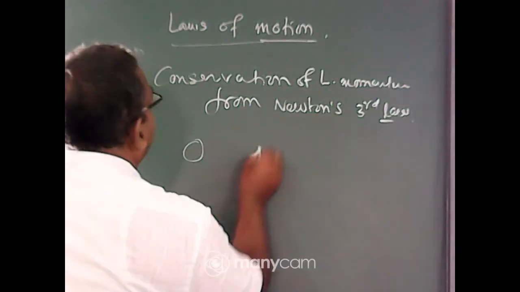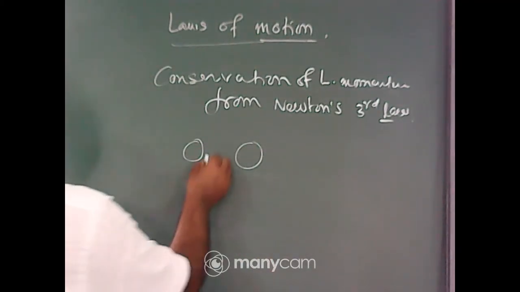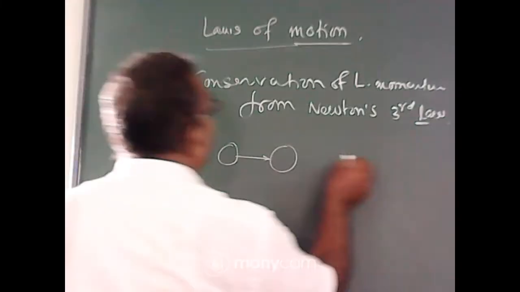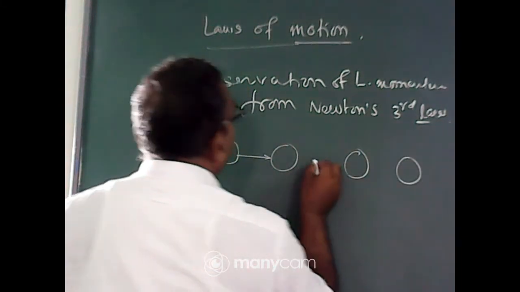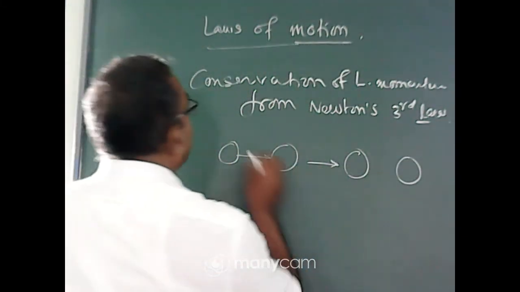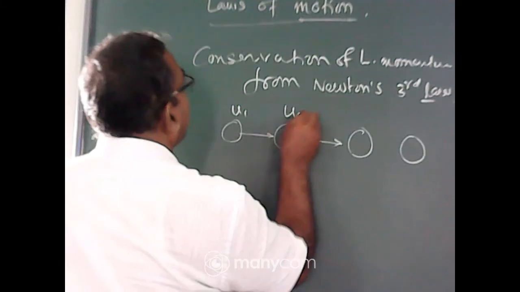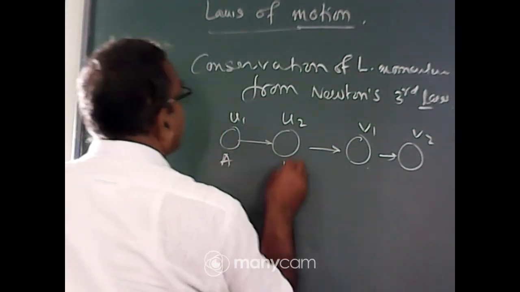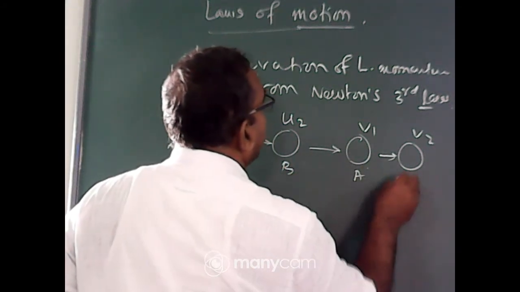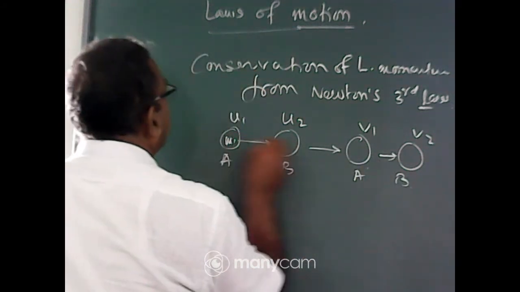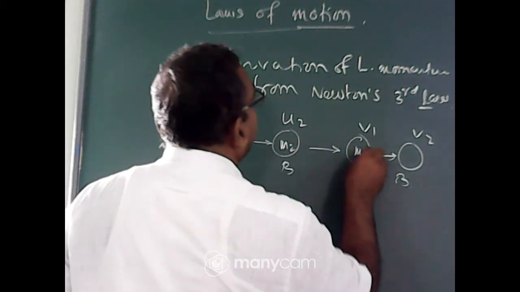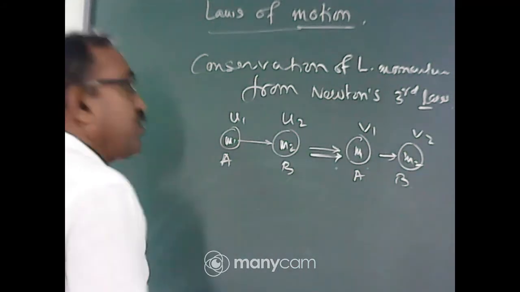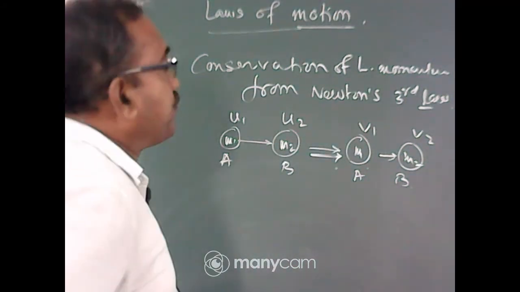If you consider two objects that collide with each other, after the collision their velocities are different. So, this is u1 and u2, this is v1 and v2, the names of the objects are A and B, the masses of the objects are m1 and m2, and after the collision m1 and m2. So, my dear students, you check it. Okay.